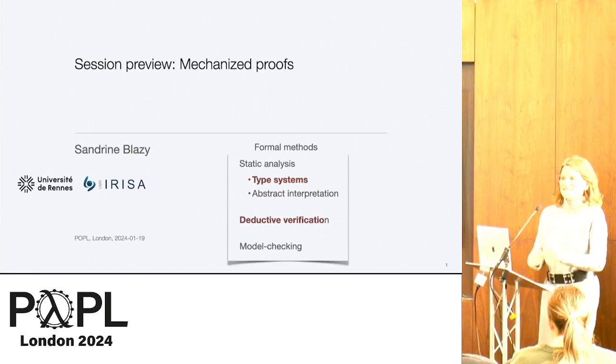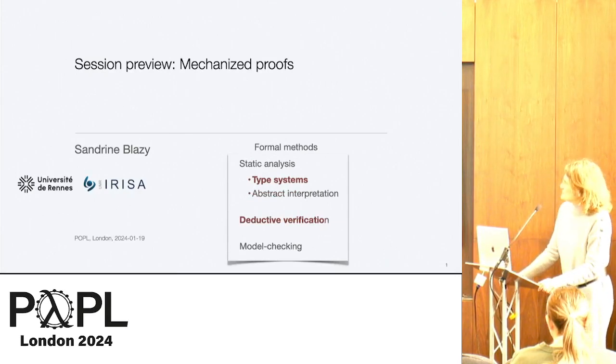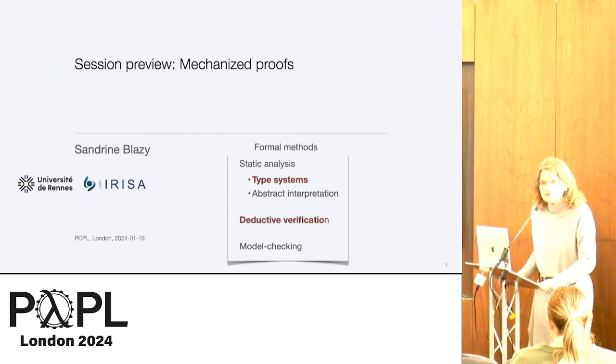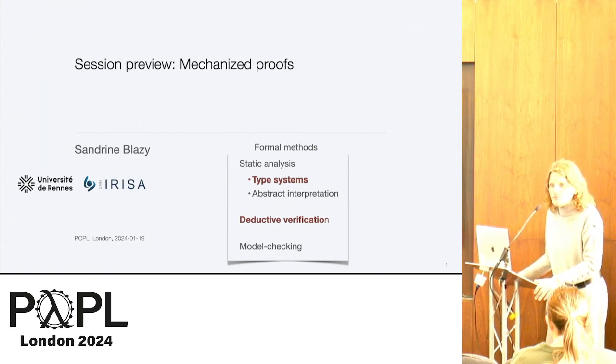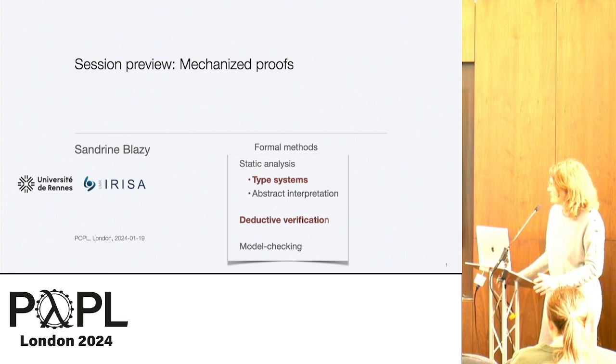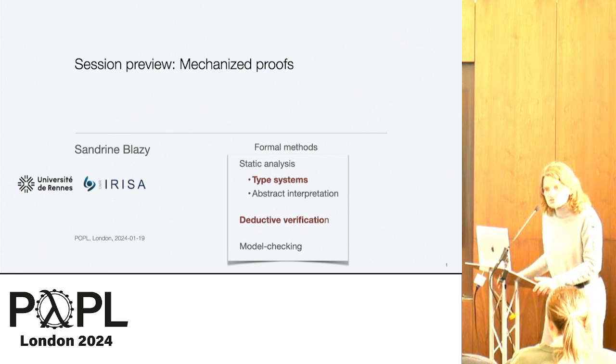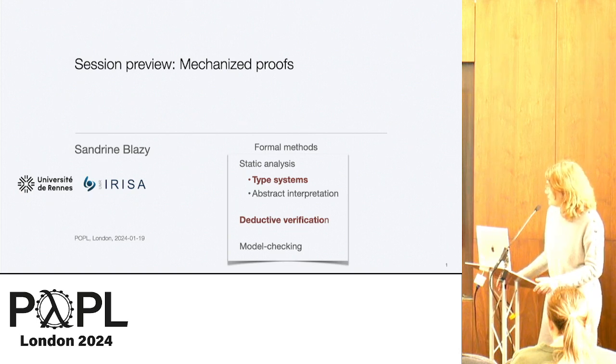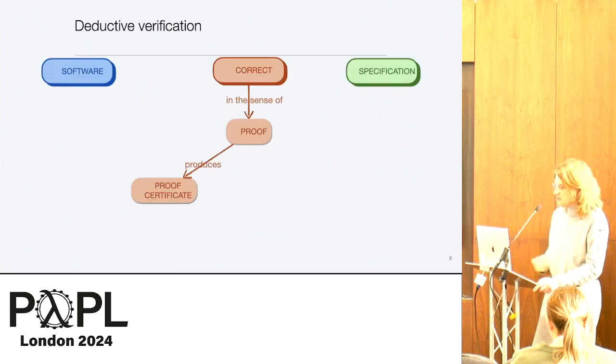Yes. So this is a preview for the session called Mechanized Proofs. The general field is formal methods, where you want to have very strong guarantees that your software satisfies some properties. There are different fields in formal methods, and here we will have a paper on defining a type system for ensuring properties, and 3 other papers that will use deductive verification.